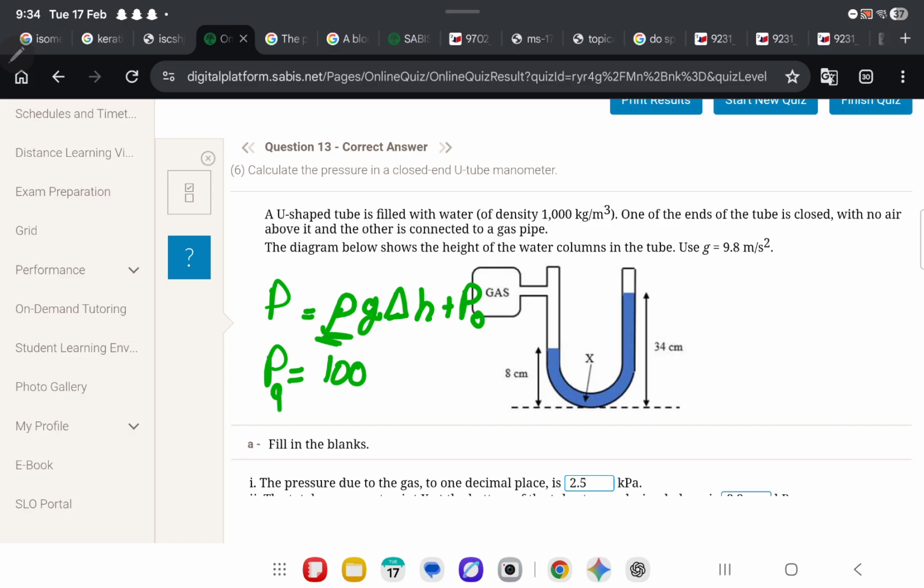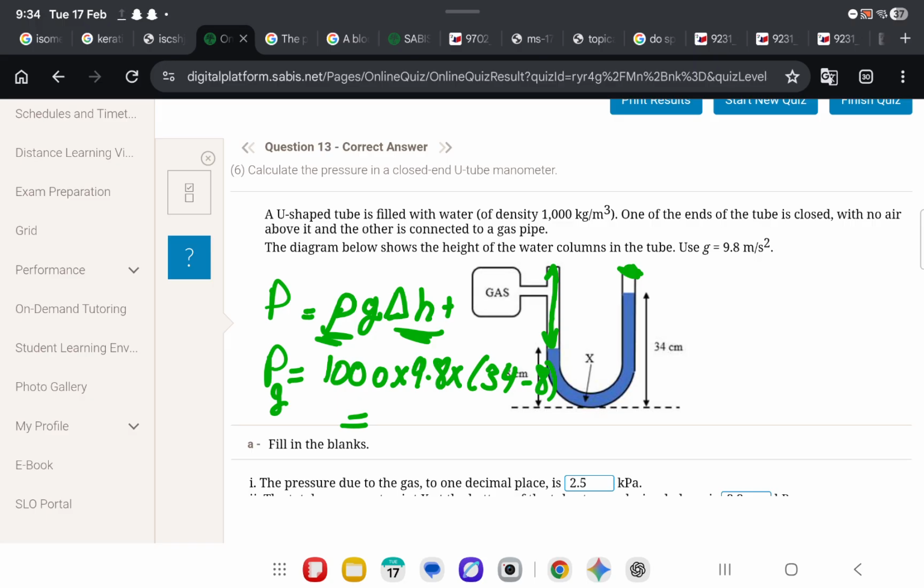Okay, so rho is the water, so this is the pressure due to the gas: 1000 into g, which is 9.8, into delta h, which is 34 minus 8, because this is the gas essentially, right? This is the only gas, the rest is water. So if this whole thing is 34, this whole thing is 38, what would be left for this would be the gas, right? So P0, since it's a closed end manometer, doesn't exist. We don't have it. Now, what are you going to get? You will get 1000 into 9.8 into 34 minus 8.